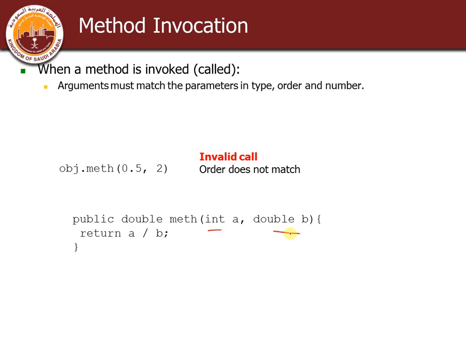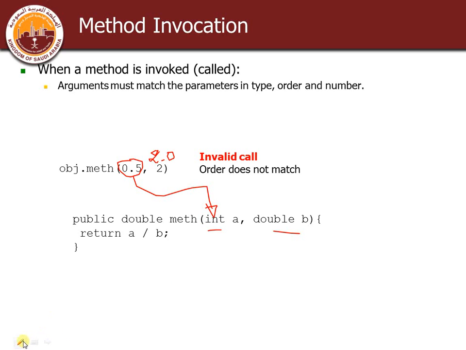Yes? Excuse me? Okay, if both of them are double, still the same thing. The problem is that this is going to create a problem because we cannot convert implicitly a double to an int. This is a double. Can you put a double inside of an int? No.